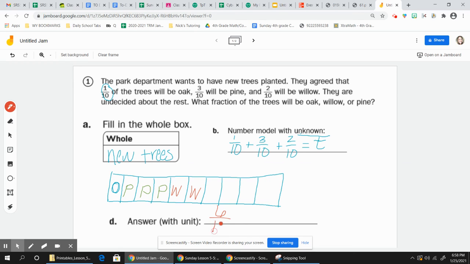So 6/10 of the trees will be oak, willow, or pine. And it's important that I'm putting this label here because it's asking for the unit to be included.